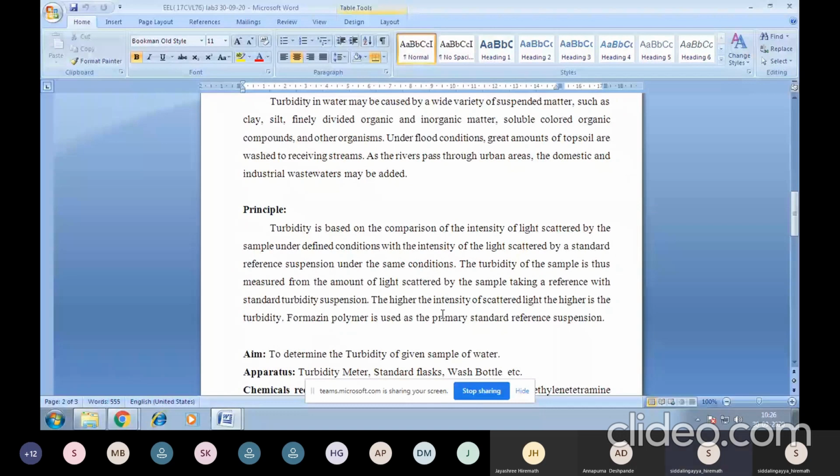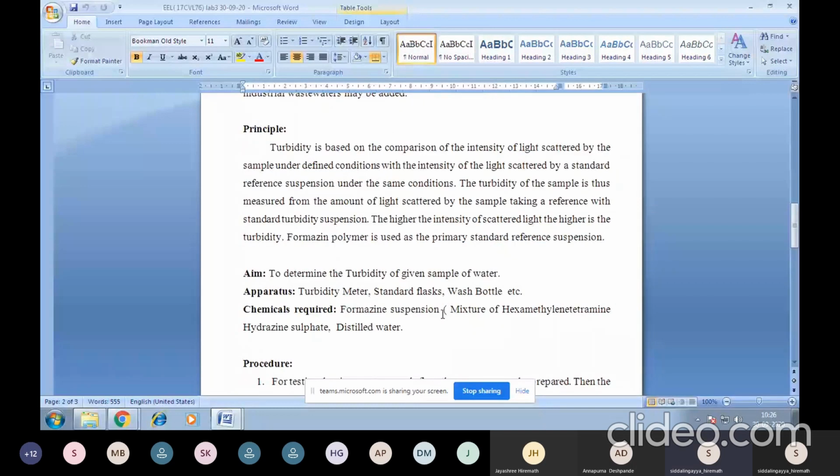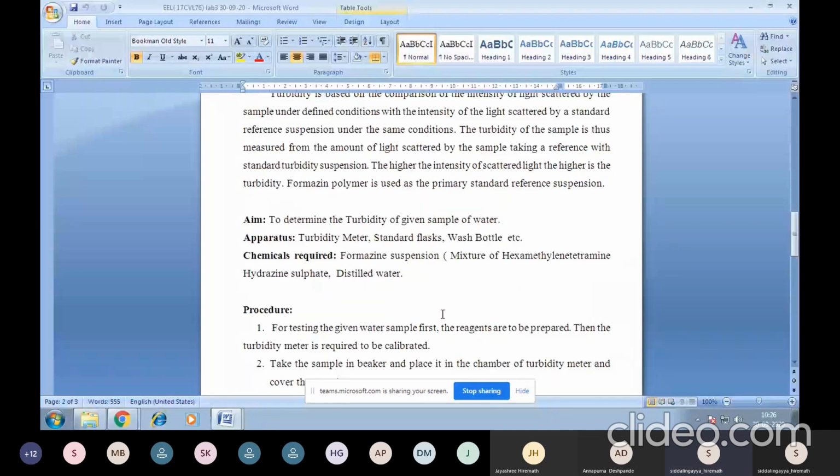Now, what is the aim of today's experiment? The aim is to determine the turbidity of a given sample of water. The apparatus required will be a turbidity meter, standard flasks, wash bottle, etc. And chemicals required will be Formazine suspension, which is nothing but a mixture of hexamethylenetetramine and hydrazine sulfate. And also we require distilled water. So these are the chemicals required for the experiment.